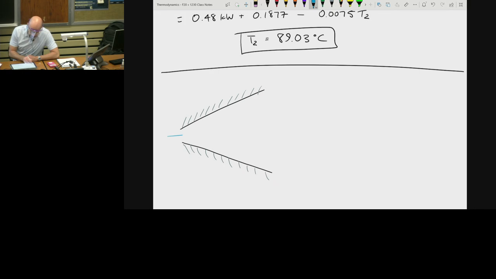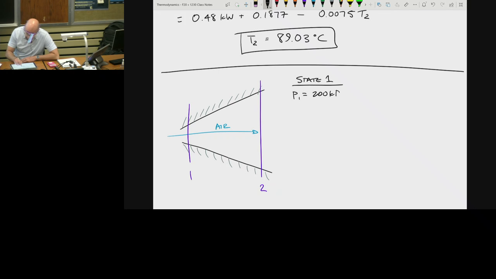And again, we're going to have air flowing through there. It's going to have a state 1, it's going to have a state 2. And we're told at state 1, the air has a pressure P1 equal to 200 kilopascals, and the temperature T1 is equal to 325 Kelvin. And the area at 1 is equal to 6 centimeters squared. And the mass flow rate at 1 is equal to 0.5 kilograms per second.